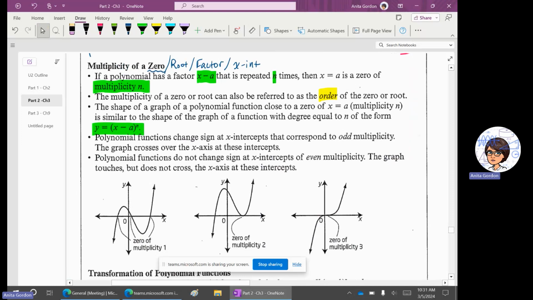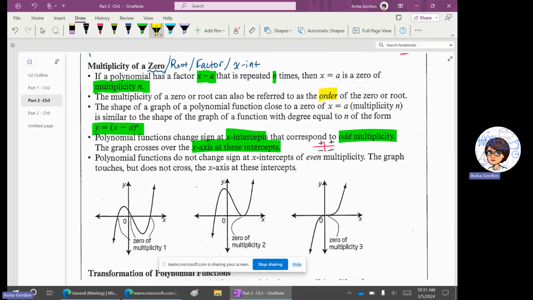So for a polynomial that has an x-intercept with an odd multiplicity, the y values will change signs, and the graph crosses over the x-axis, so it's going to change signs. Meaning, if this is our graph, it's going to go from the positive y values to the negative y values, or from the negative to the positive. One way or the other, it's crossing the x-axis.